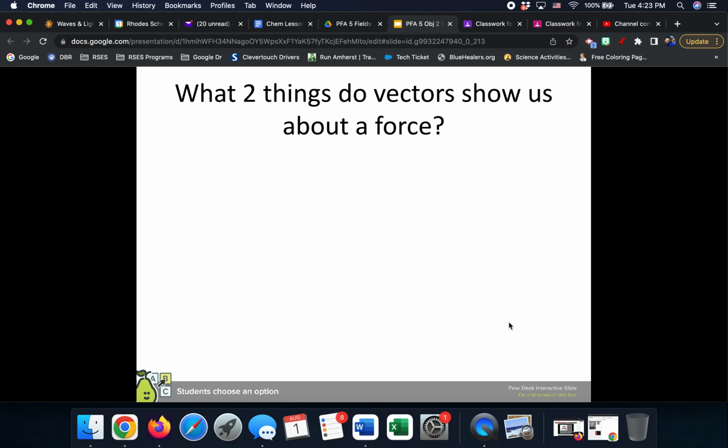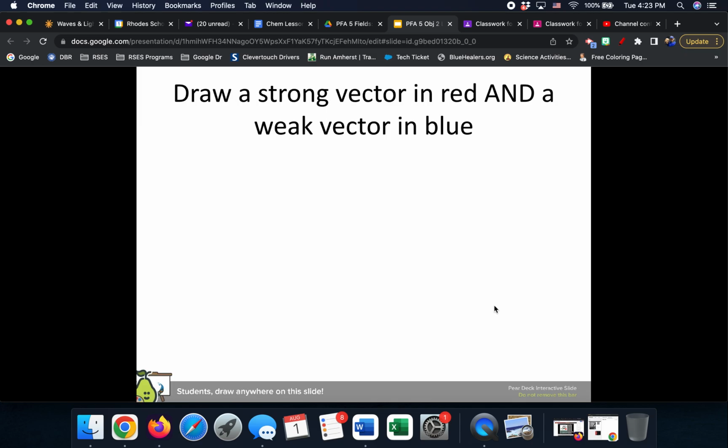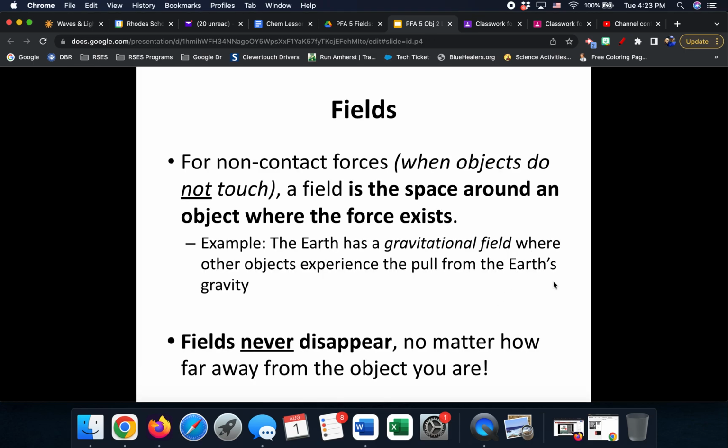So, pause when you see these questions, think of the answer, then unpause to see if you're right. What two things do vectors show us about a force? The direction from the arrow and the length of the line shows us the magnitude or strength. You really can't do that on your own, so I'll skip that one for you.